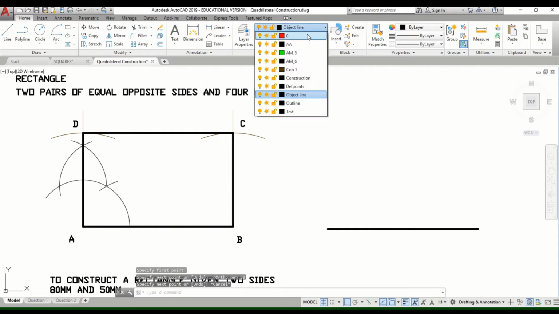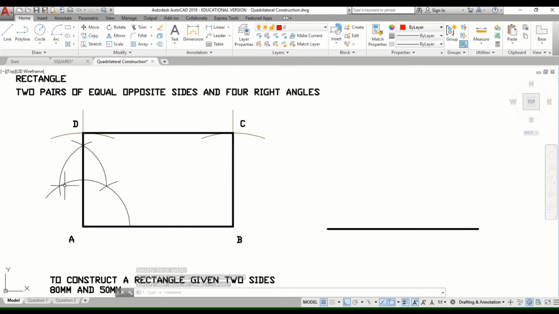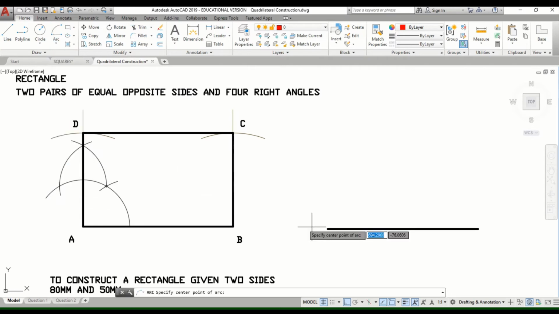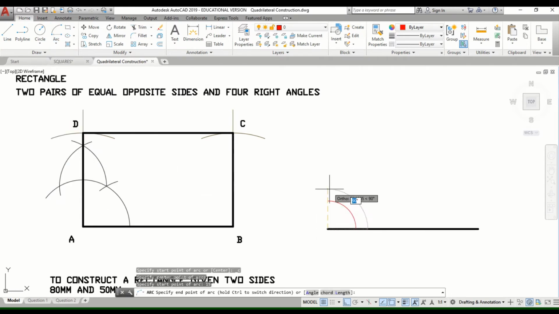Next construction, we construct our 90-degree angle. Please remember to review the construction of angles using center start end, use a convenient measurement, and we use that measurement throughout. Take off the auto.